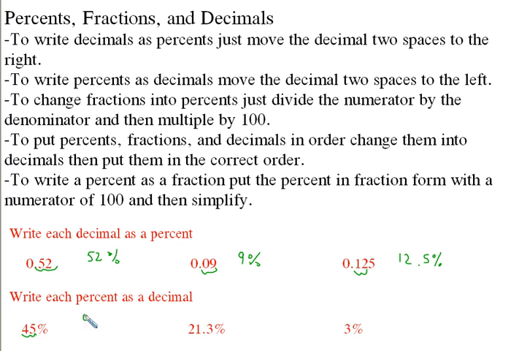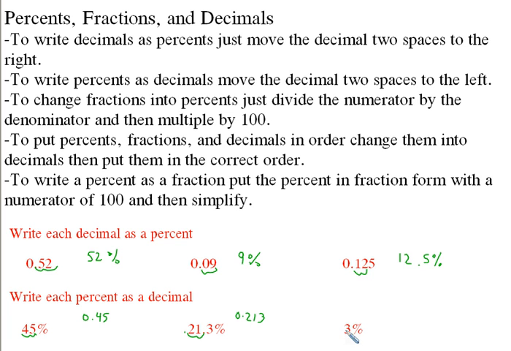So now we got 0. I'd like to add the 0 there to indicate that that's a decimal. I just think that's easier to see, so it's just 0.45. Same thing here. We got a decimal here this time, so it's 2 spaces, so it's going to be 0.213.